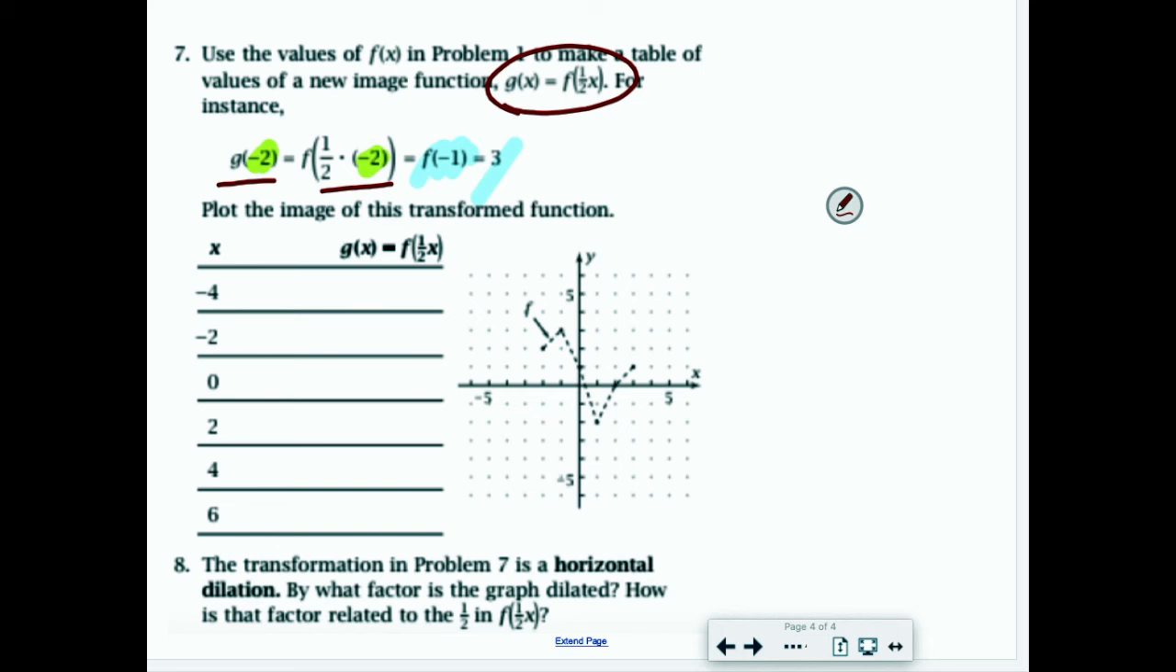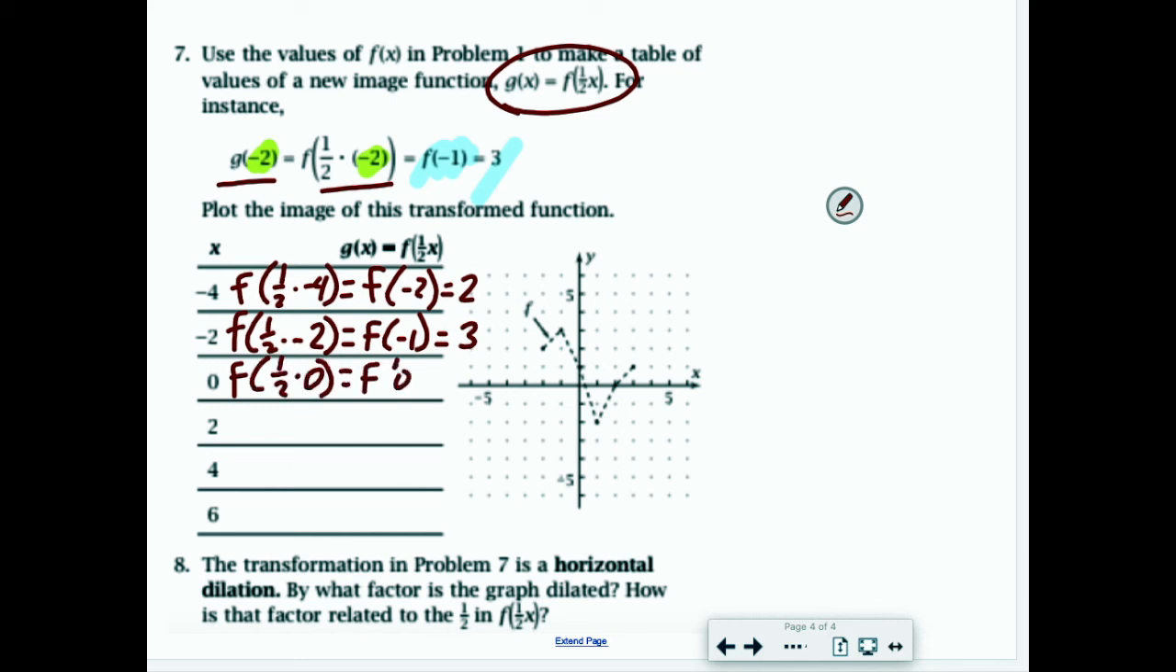So let's do it for one of these. This means we're going to have f of 1/2 times -4. That's f(-2). f(-2) here is 2. This is going to be f of 1/2 times -2. That's f(-1). That's equal to 3. This is going to be f of 1/2 times 0. And that's always nice, because that's just f(0). That's equal to 1. So on and so forth. Let's do it.